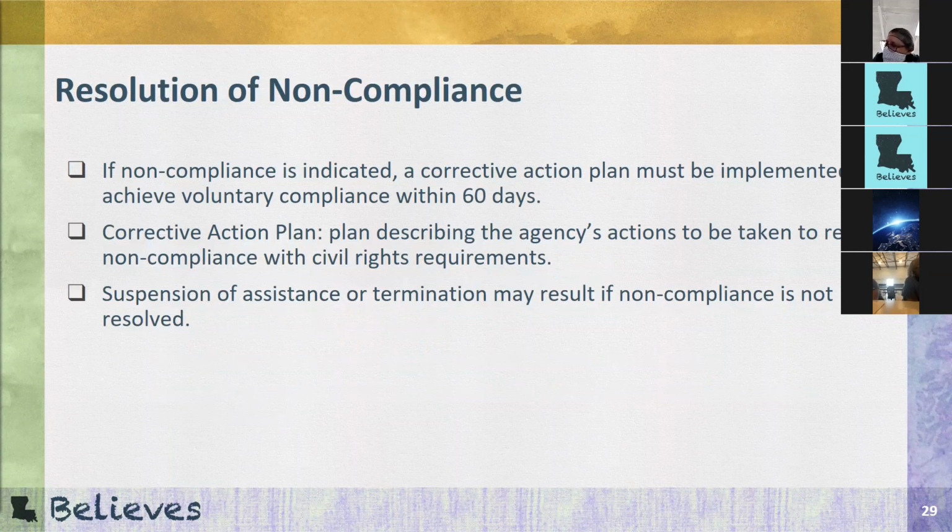If noncompliance is indicated, a corrective action plan must be implemented to achieve voluntary compliance within 60 days. The corrective action plan should describe the agency's actions to be taken to resolve the noncompliance determined. If corrective action is not achieved within 60 days, suspension of assistance or termination may result.